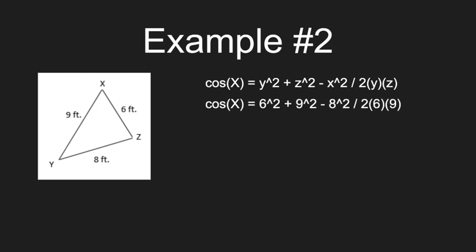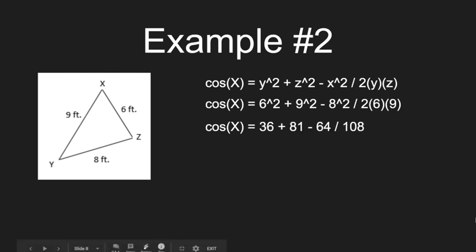Since we know the values for x, y, and z, we can swap them into the equation and we get cosine of x equals 6 squared plus 9 squared minus 8 squared over 2 times 6 times 9. Once you square it and multiply it out, you get cosine of x equals 36 plus 81 minus 64 over 108. You can simplify the top part of the equation into one number, and you get 53 over 108.